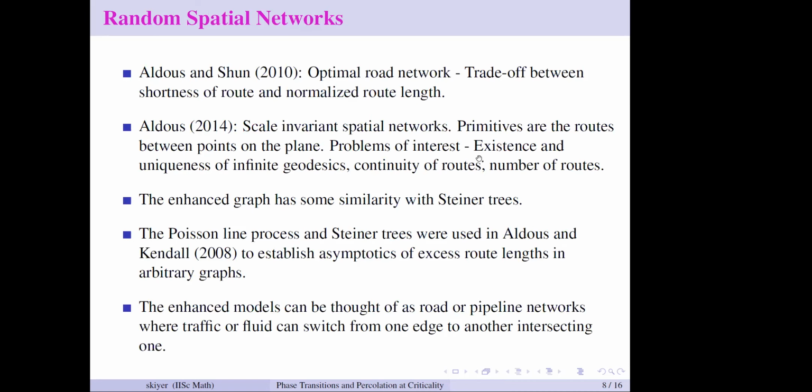All right. If you go back to the original motivation for these percolation models, as fluid flow in a porous medium, you can think of these as abstractions of road or pipeline networks where traffic or fluid can switch from one edge to the other. And one can ask similar questions to the ones that were asked in this paper, like route efficiency, things of that nature. There are some interesting statistics there. We didn't look at those, so I'll not say more about that.